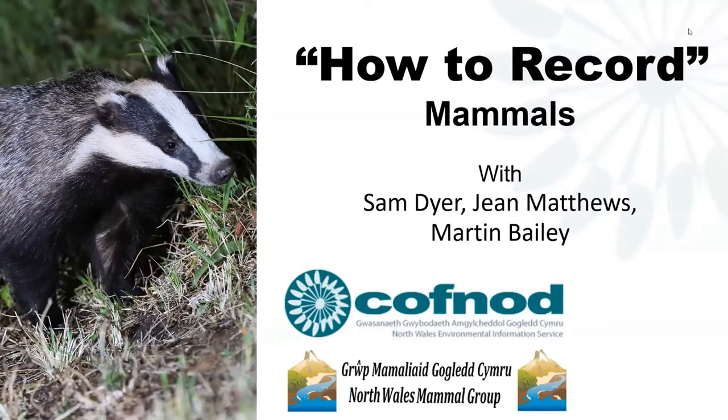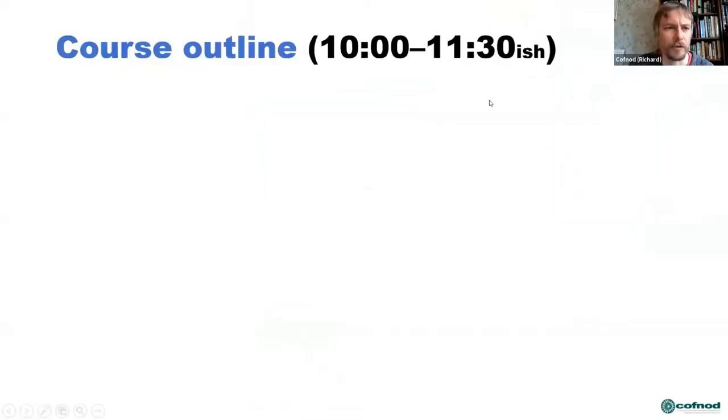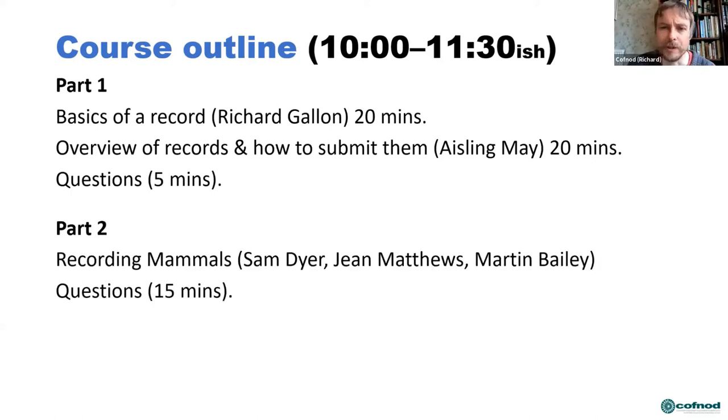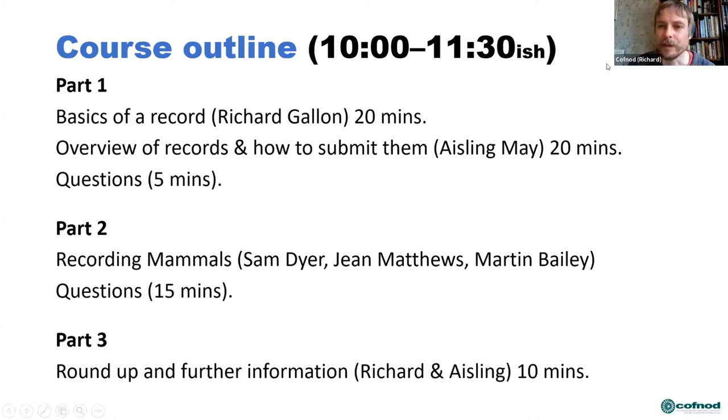I'm just going to give you a very brief overview of what makes a good biological record. I think a lot of people have already seen this before, but it's worth refreshing just to get everyone up to speed. Right, so the course outline. I'll start off with a very basic how to record. Ashley will then take over and introduce some of our systems and talk about what data we have on our Cofnod database. If you've got any questions about that, you might want to have them in the chat by then and we can answer them. Then we'll hand over to the mammal specialists, who will take you through some more in-depth recording techniques for mammals. And then we'll have a roundup with questions at the end.